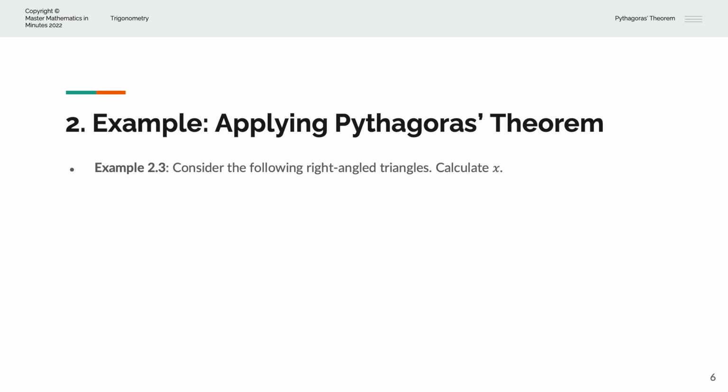In the third example, we're asked to consider the following right-angled triangle and calculate x. So we have two triangles, and both of these are right-angled triangles, or right triangles. We have y as the hypotenuse of the first triangle, because it's opposite the 90-degree angle. Similarly, for the second triangle, we have x as the hypotenuse of that triangle as well, because it sits opposite the 90-degree angle.